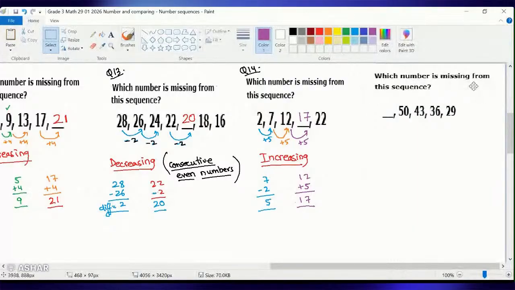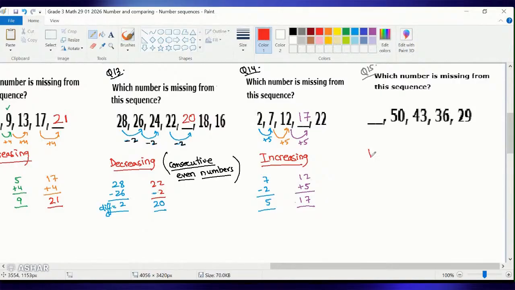Okay, this is our question number 15. Question number 15 says, which number is missing from this given sequence? The first number in this sequence is missing for us. Let's have a look. The first thing first, is it an increasing or a decreasing sequence? The given value to us is 50, then 43, right? That means the numbers are becoming smaller.